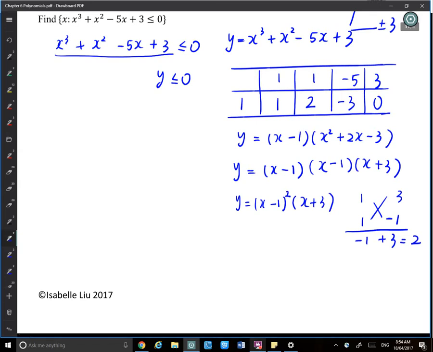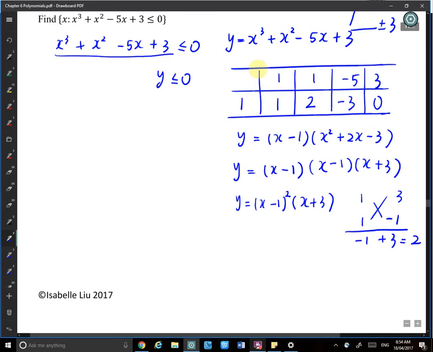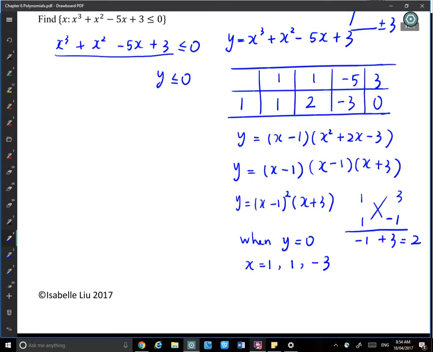And the next thing you will do is, when y equals to 0, because you want to sketch for it, x equals to 1, 1, and minus 3 by using the null factor law. Okay, you have two ones. Remember, 2 factors give you 2 solutions, even though it's repeated. Maybe better to list it out. And you know that will become a turning point, because you have that factor twice.